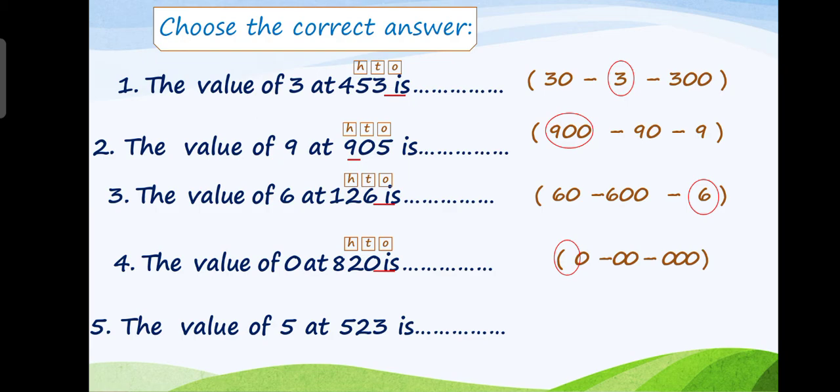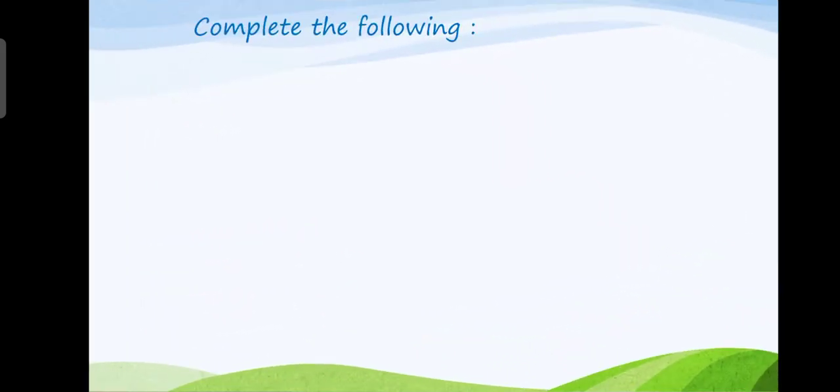The value of 5 at 523 is... 523. I will put the places: ones, tens, hundreds. In the hundreds place, so it has 2 zeros, 500.